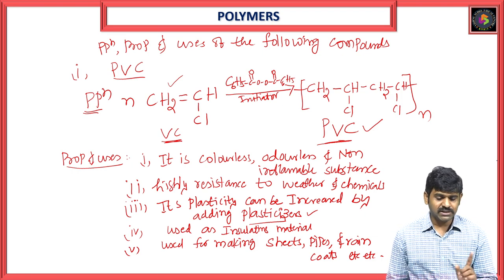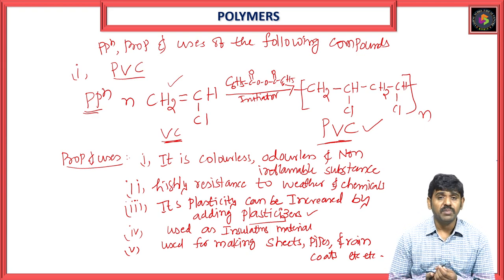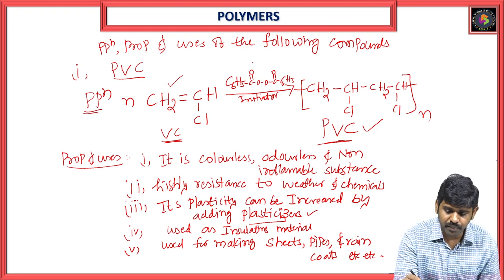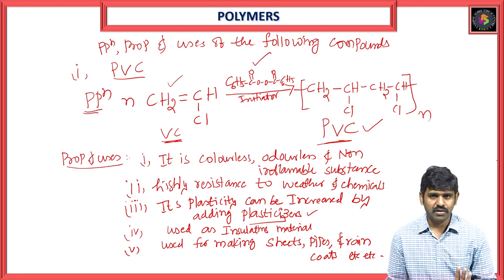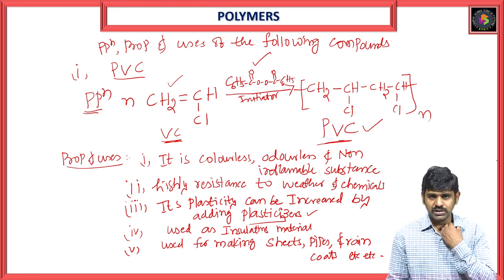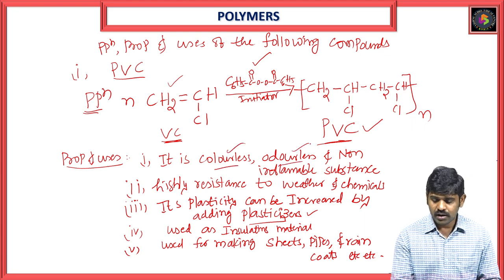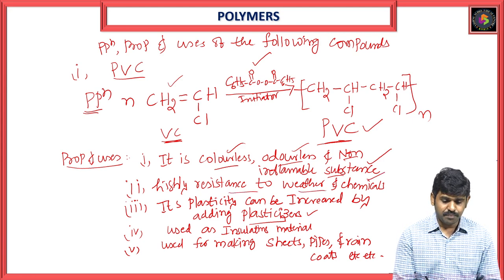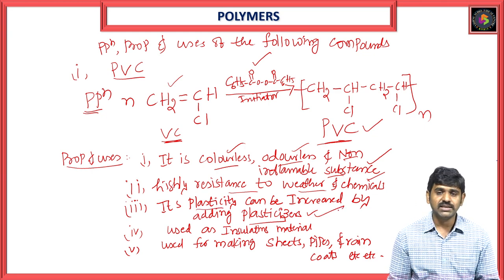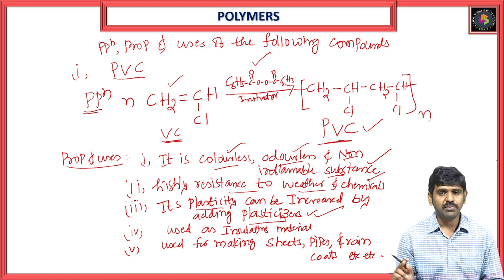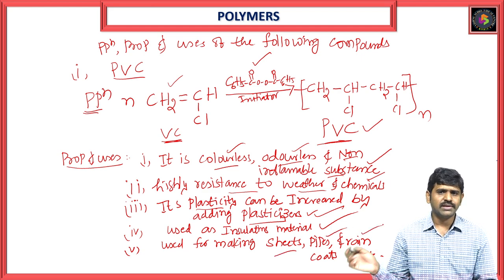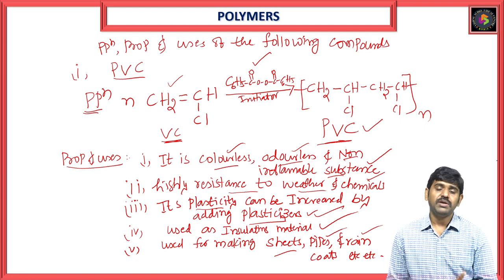This is about PVC. First compound is polyvinyl chloride. PVC is formed by the polymerization of vinyl chloride under the influence of benzyl peroxide, which acts as initiator. So, this is about preparation. Next, properties and uses: colorless, odorless, and non-inflammable substance; highly resistant to weather and all the chemicals. Its plasticity can be increased by adding plasticizers. Examples of plasticizers are tributyl phosphate, tricresyl phosphate and tetrabutyl phosphate. Next, used as insulating material. Last one, used for making sheets, pipes, raincoats, etc.